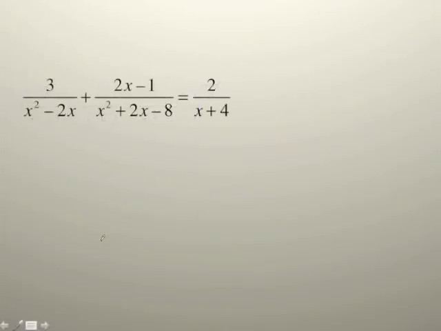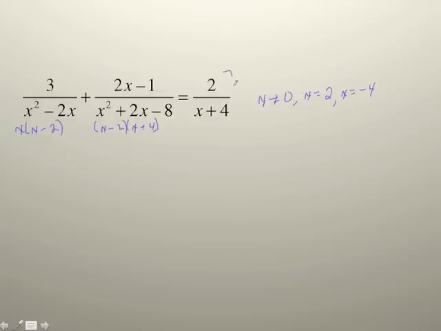In working this problem, I first have to determine a common denominator. Going to the first denominator, I can factor this, and this is x times x minus 2. The second denominator factors into x minus 2 times x plus 4, and the third denominator is already factored. Because of these factors, I already know that x cannot equal 0, x cannot equal 2, x cannot equal negative 4. That is true because any of those values would make one of these denominators 0, and I cannot have a denominator of 0.